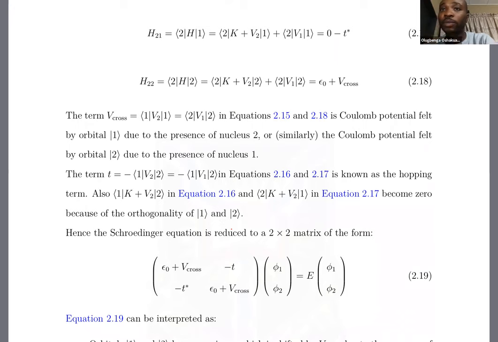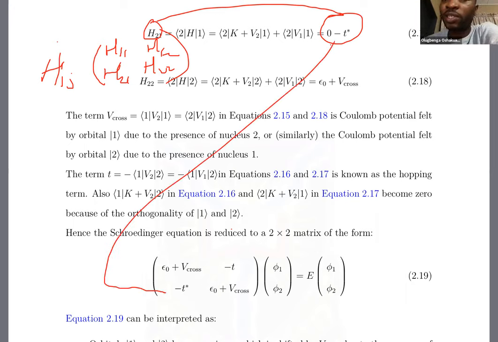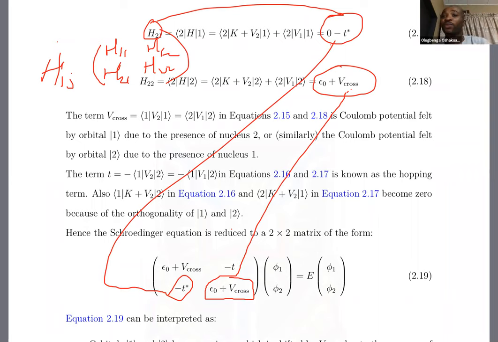So like the original HIJ is said to be a 2x2 matrix, which would mean that at this corner, we would have H11, H12, H21 and H22. So since what you have here, our H21 is 0 minus T, or better still, minus T. And that is why we have minus T at this corner. This is also H21. And H22 is epsilon naught plus V cross, which is exactly what we have here.